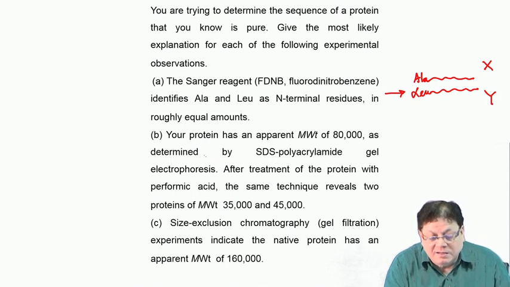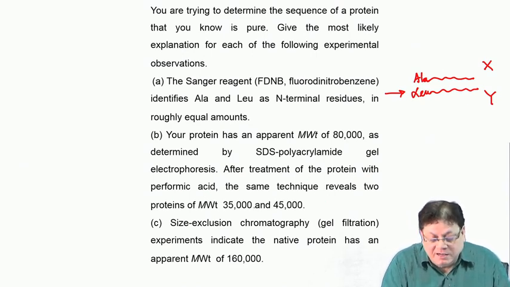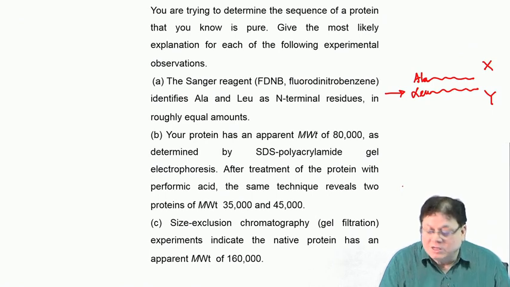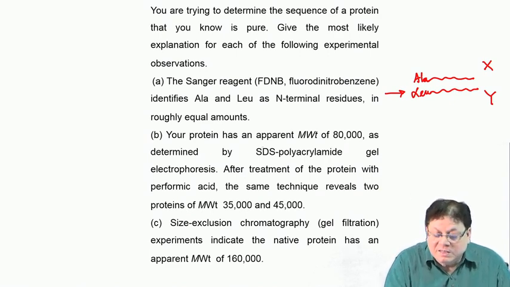Actually, the next is your protein has an apparent molecular weight of 80,000 as determined by SDS polyacrylamide gel electrophoresis. After treatment of the protein with performic acid, that means a formic acid which is further oxidized, HCO3H, that is what is performic acid, the same technique reveals two proteins of molecular weight 35,000 and 45,000. Okay. So, what is said here?